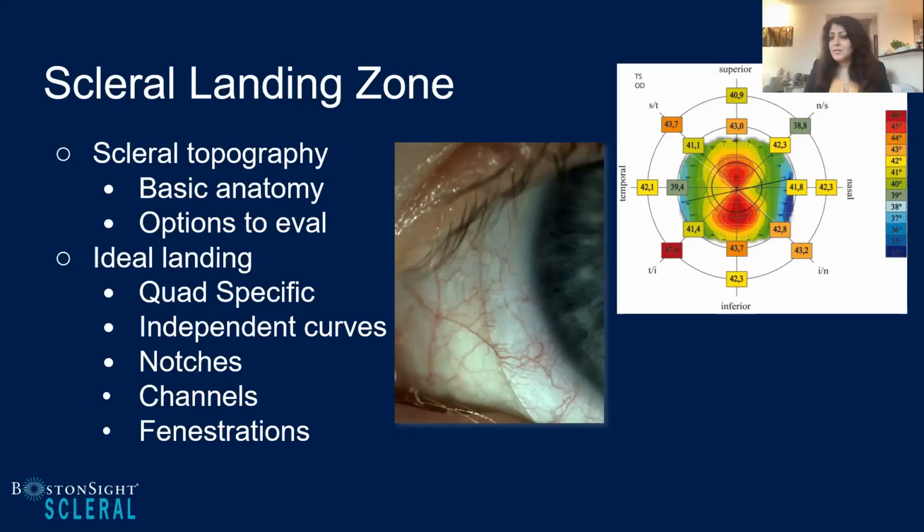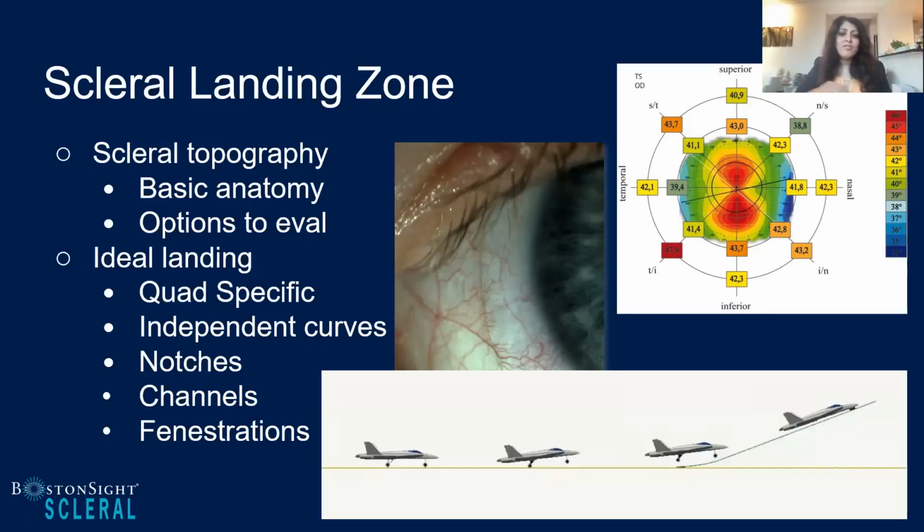You have the ability to make notches, use channels, fenestrations. And one thing that we mentioned before is that these curves are all independent. So when you make a change to that edge, it's not going to affect your base curve, your sagittal height, or the limbal region at all. One of the images that I really like is this, where we look at what a perfect takeoff landing should look like for a scleral lens. So I always keep that in mind when I'm taking a look at it.